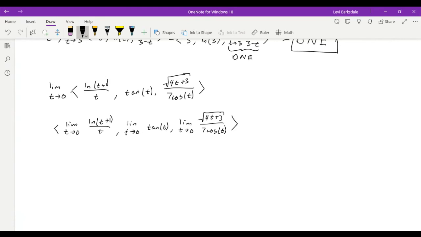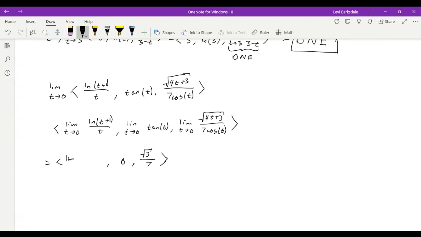And our second and third components we can get just by plugging in 0 for t. We would get 0 for the second component and the square root of 3 over 7 for our final component. Our first component, if we just plug in 0 though, we get natural log of 1, which is 0, divided by 0, and this is an indeterminate form, so we have to apply L'Hopital's rule here.